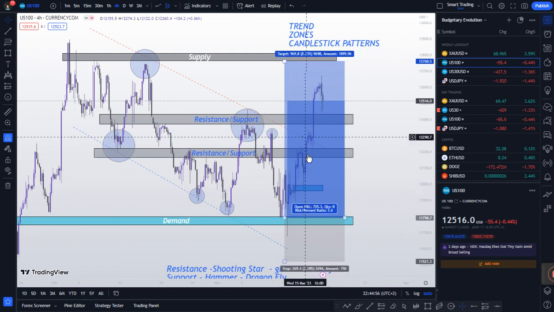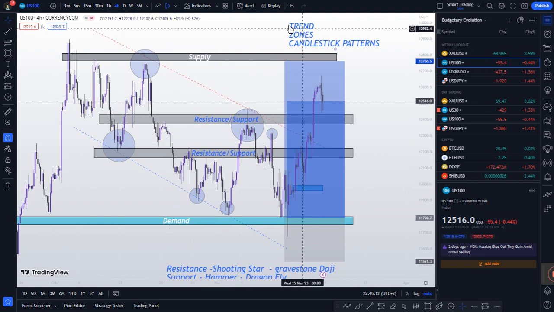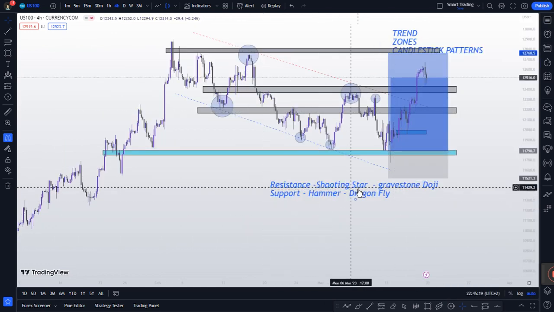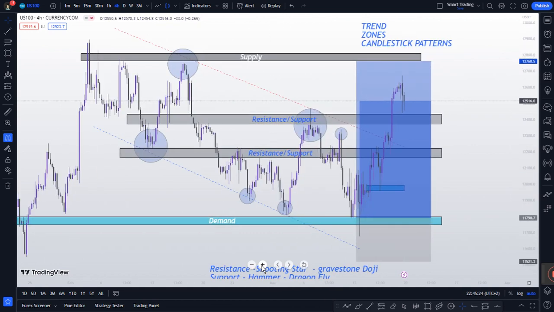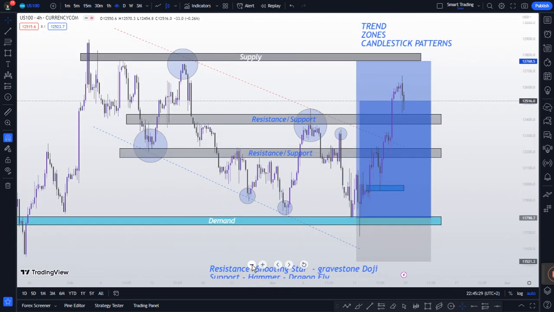This is what's been happening, guys. As you can see, it shot all the way to the upside, came back to retest, shot back, retest, impulse, correction, impulse. Right? So the strategy that I was sharing in this video consisted of trend, zone, and candlesticks. I'm just going to go briefly over it. And resistance, shooting star, gravestone, doji. I'm not going to explain too much on it. Hopefully I will make a video directly just about it.